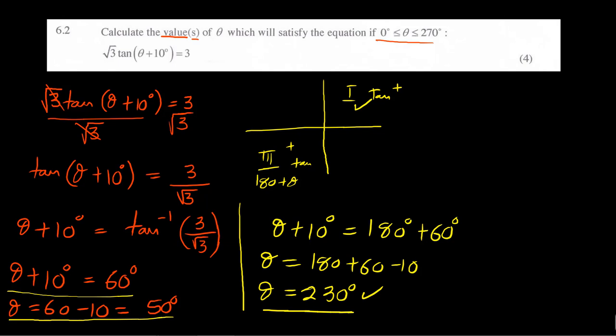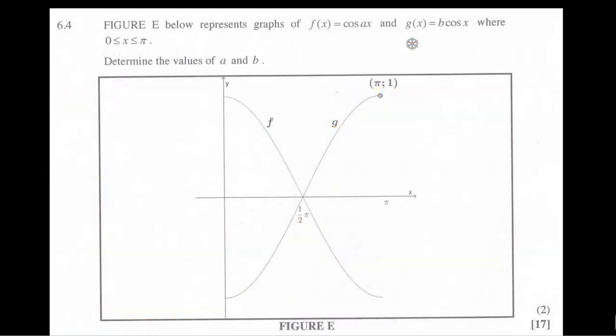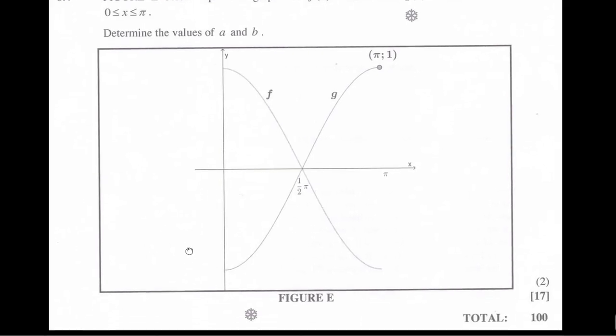And they say, why did I go for the third quadrant? Because they say between 0 and 270. And you know, this is 0, this is 90, this is 180, and this is 270. So the only area that you mustn't concern yourself with is that, and tan is positive in these other two quadrants.